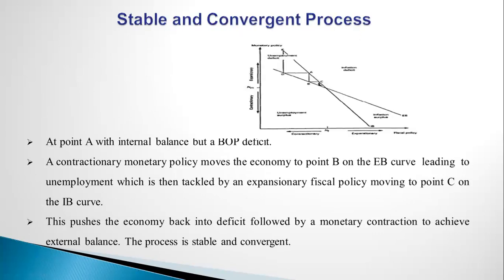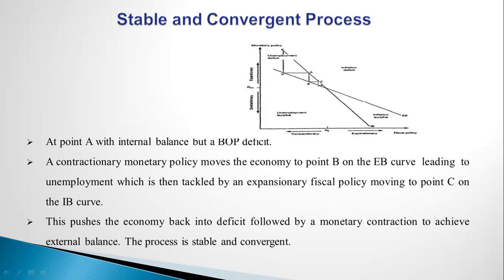Now we will describe the stable and convergent process of the assignment problem. According to Mundell's classification, if we are at point A with internal balance but BOP deficit, a contractionary monetary policy moves the economy to say point B on the external balance graph, but this leads to unemployment, which is then tackled by an expansionary fiscal policy moving from B to point C on the internal balance graph.